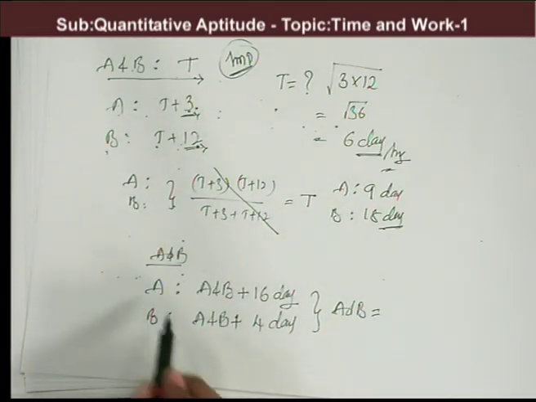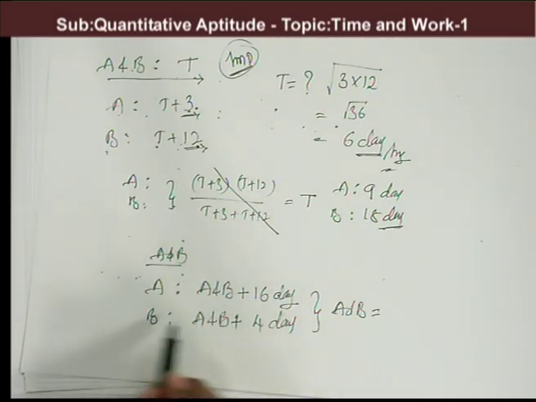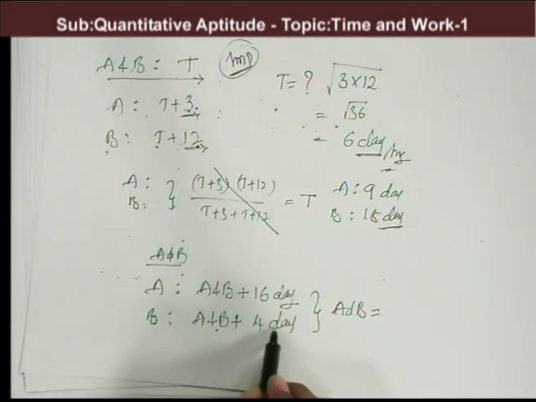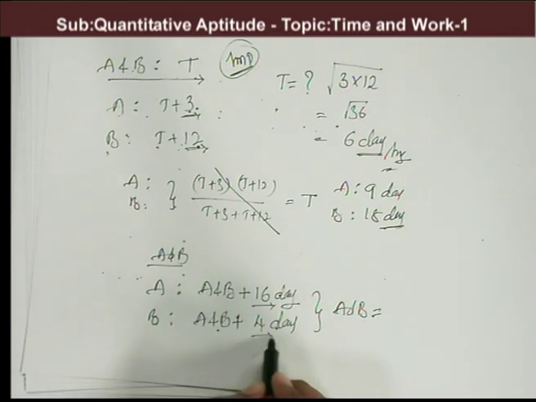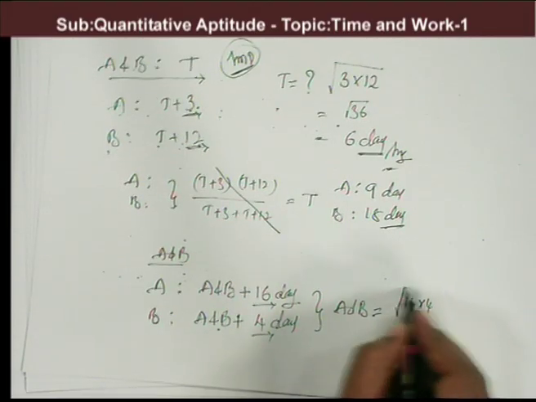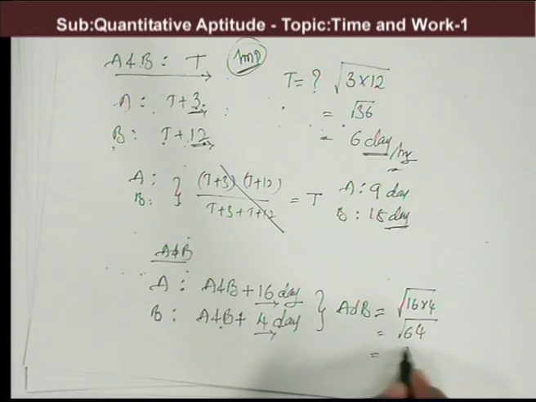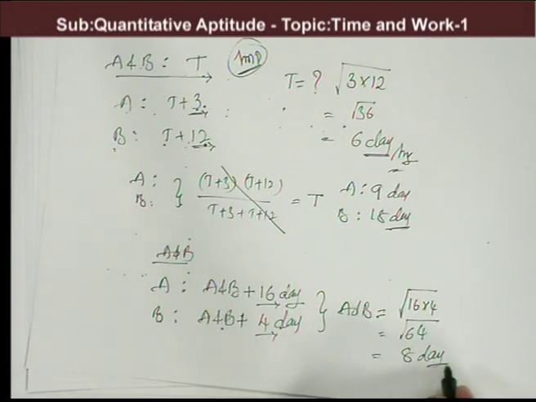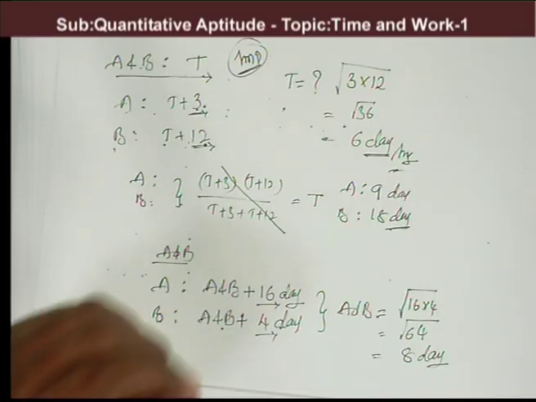The same question: A takes the together-days plus 16 days more, and B takes the together-days plus 4 days more. The days taken by A and B together is the square root of 16 into 4, that is root of 64, which is 8 days. A very, very important question, and a very useful trick for solving this problem. So, you have to remember this question.